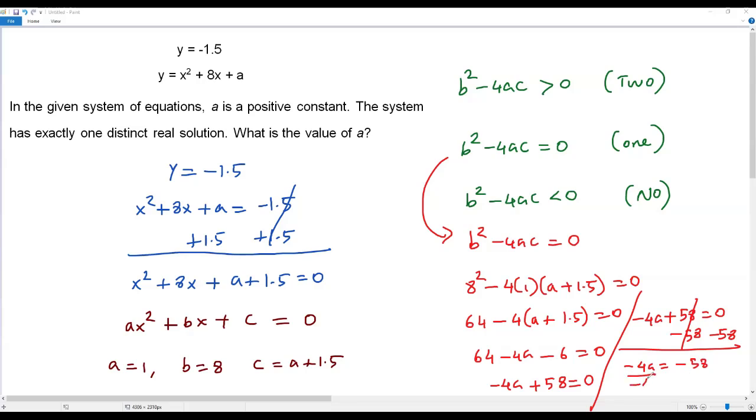Now I divide both sides by negative 4. The negatives cancel out, 2 goes into 4 twice, and 2 goes into 58 twenty-nine times. So I am getting A equals 29 over 2. So I have solved for A. The value of A is 29 over 2.